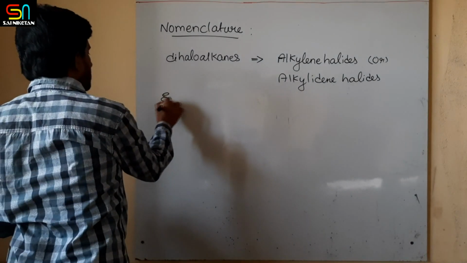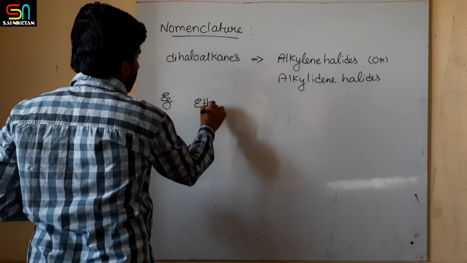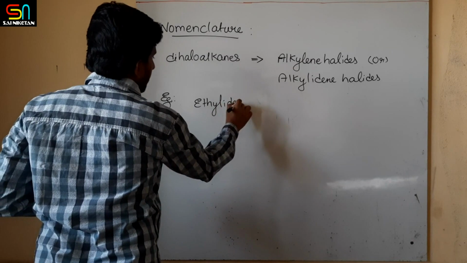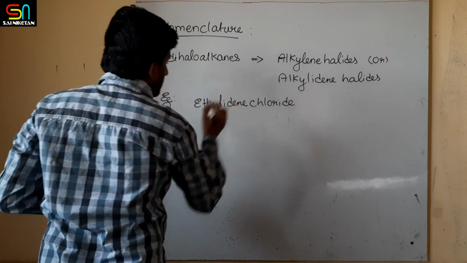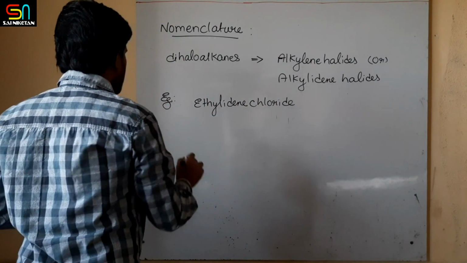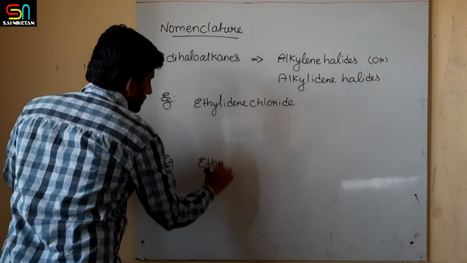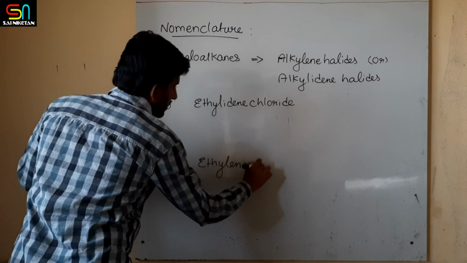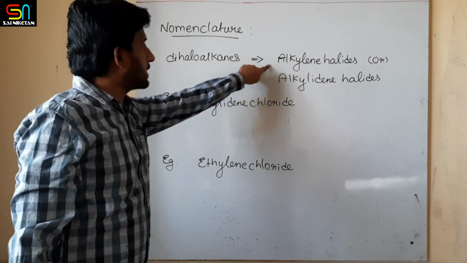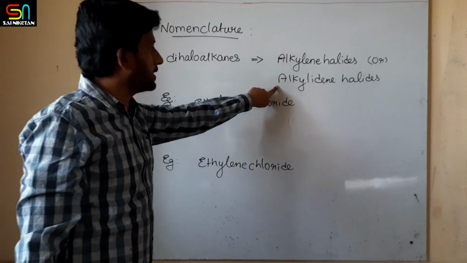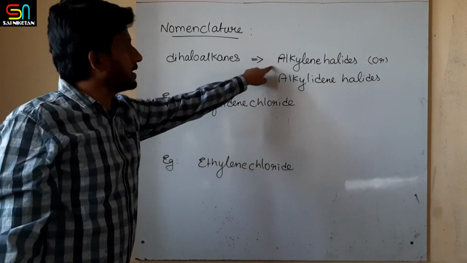For example, common name ethylidene chloride. Ethylidene chloride. There is also one more compound called ethylene chloride. See, it is similar to this one, alkylene halide, alkylidene halide. Like that, we are writing here ethylidene like alkylidene and ethylene like alkylene.